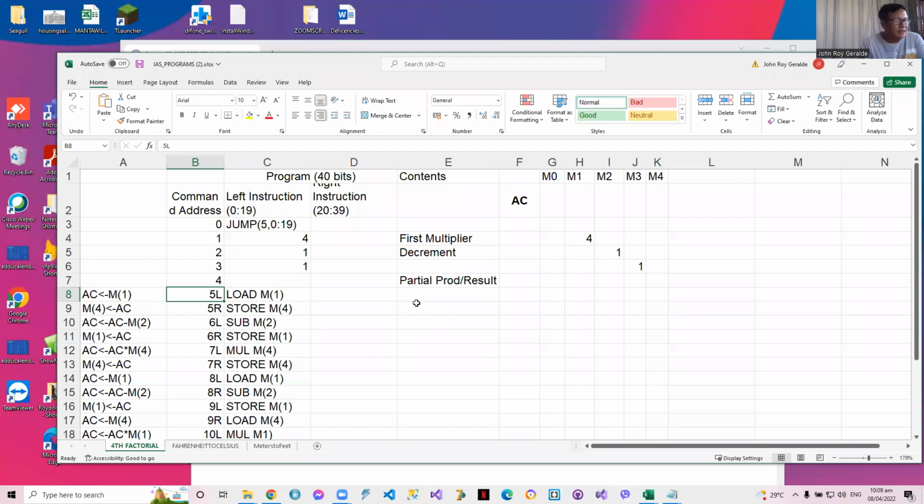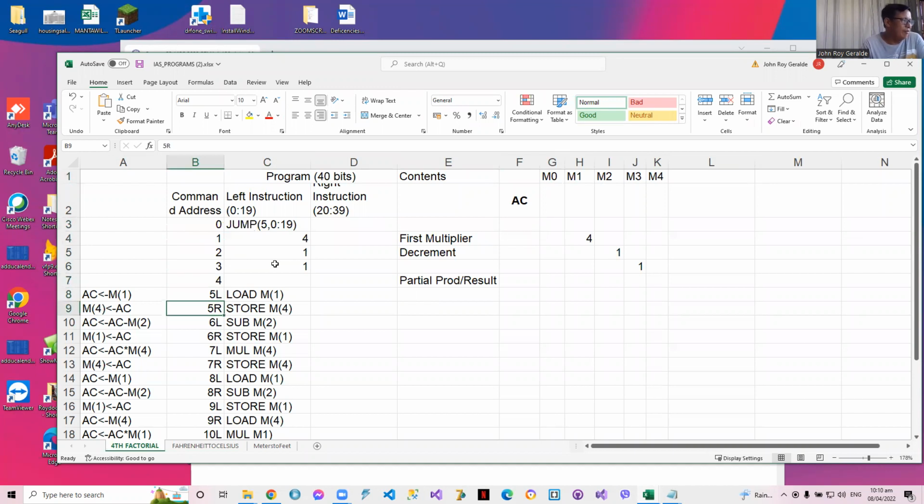Okay. This time, we load them first in memory, so they are located in the same series of addresses. Likewise, we have the variables M0, M1, M2, M3, M4. Now we only have the accumulator register because it is both used for input and output. So we have the command addresses 0, 1, 2, 3, 4.